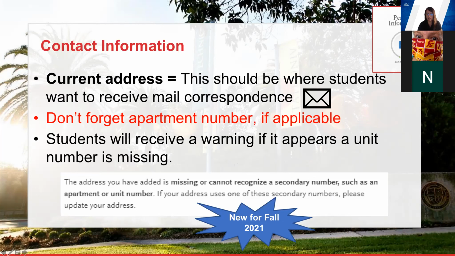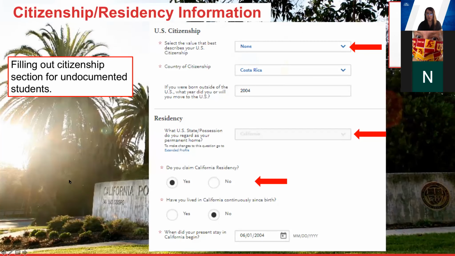With your citizenship and residency information, oftentimes students will browse through this information very quickly, and by mistake, they'll indicate that they're out of state, right? So take the time to read through these questions carefully. If you get stuck answering these questions, you can certainly refer to the student application guide for freshmen that I'll include in the chat at the end of this presentation. Again, it will help you clarify any questions you have.